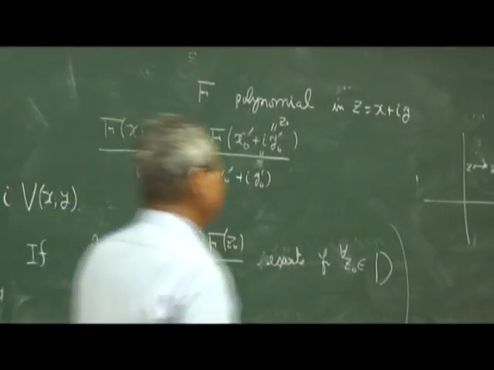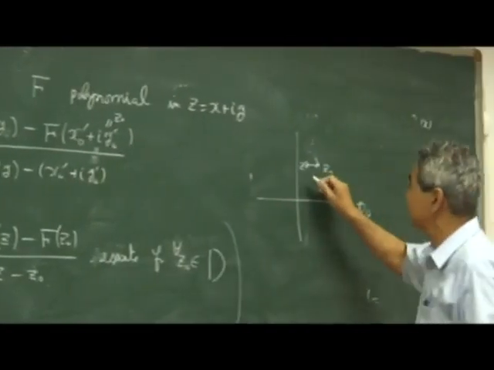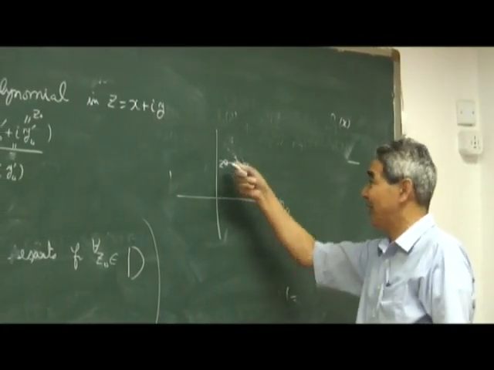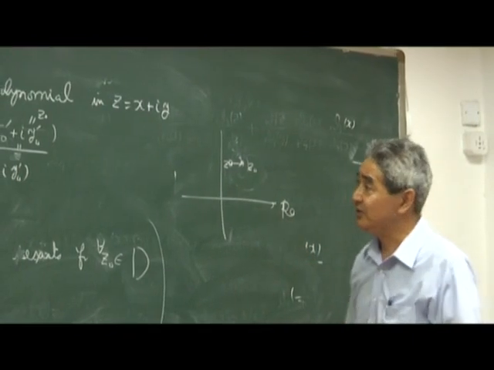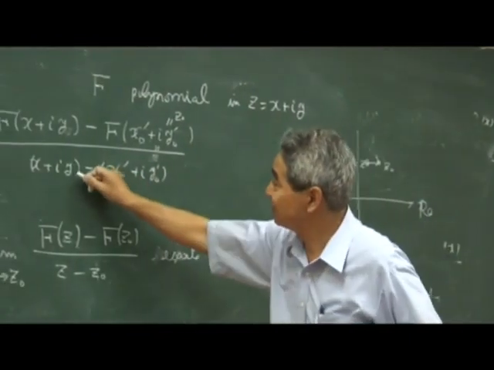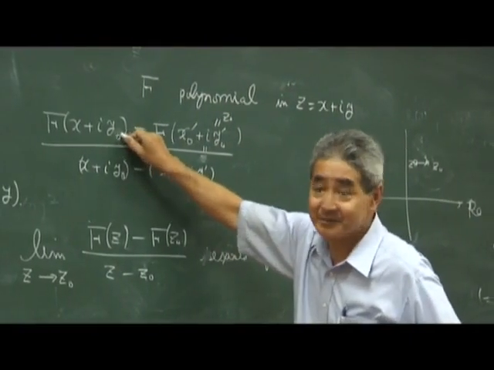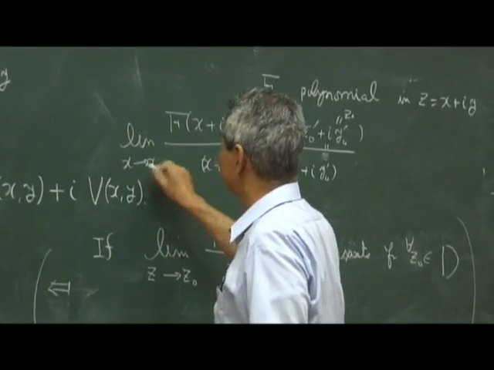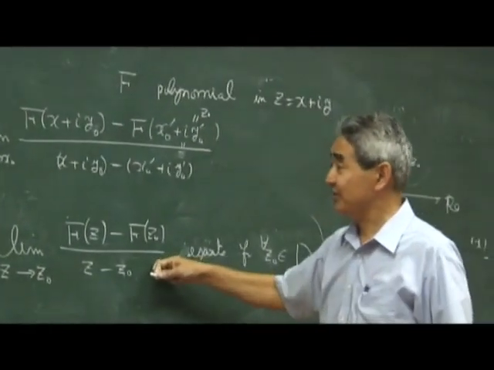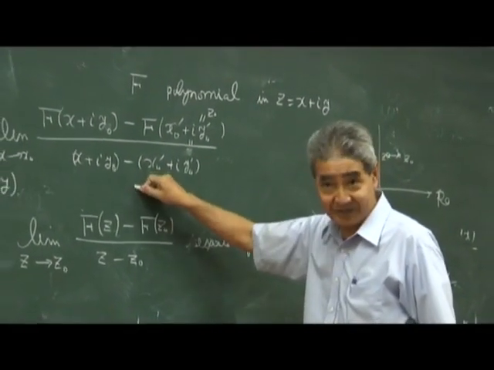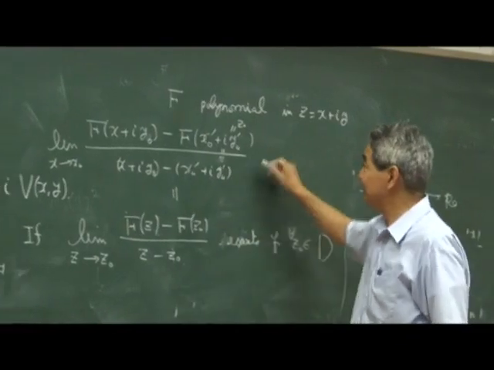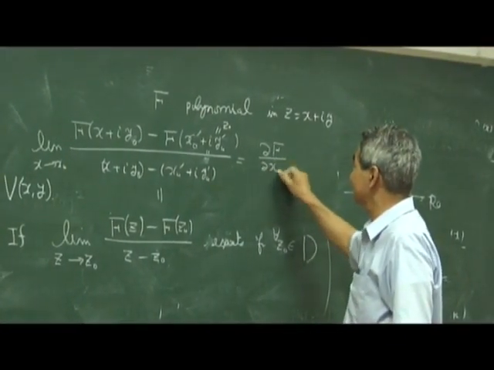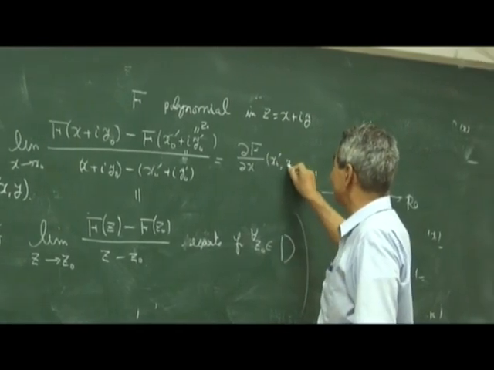But if you use a point z which tends to z0 along the parallel to the x-axis, it means you just fix this part and take a look. And if this limit exists, it should be the same value. But this you know very well. This is given by df/dx at (x0 prime, y0 prime).